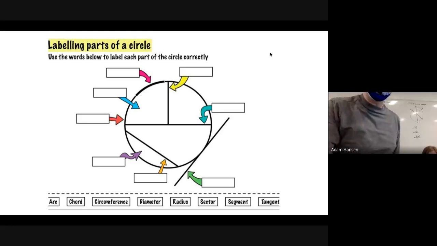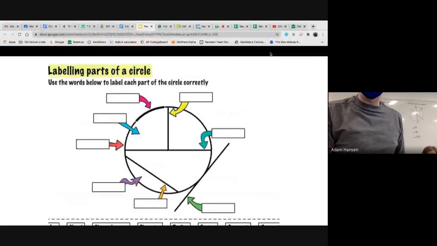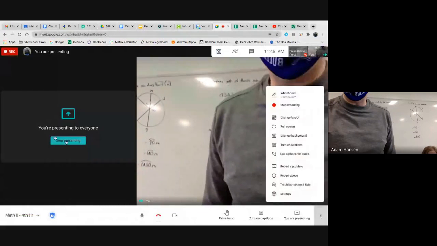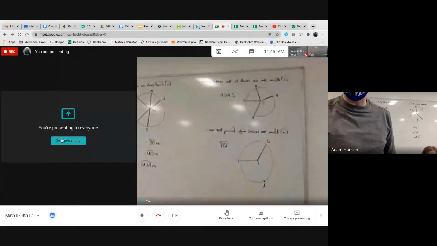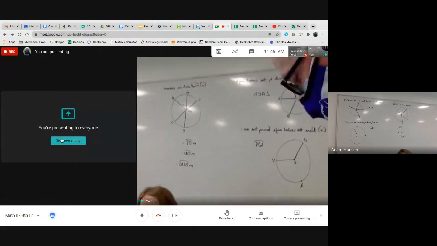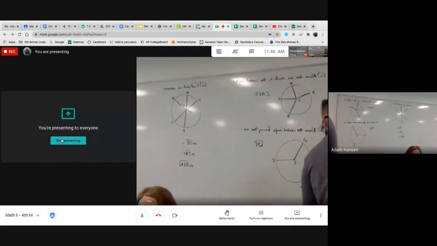Okay, then let's do this. On the board behind me, today and tomorrow, I want to get into arc measure and central angles. So let's run through a couple of these. I got a set of examples to get us started on circles.